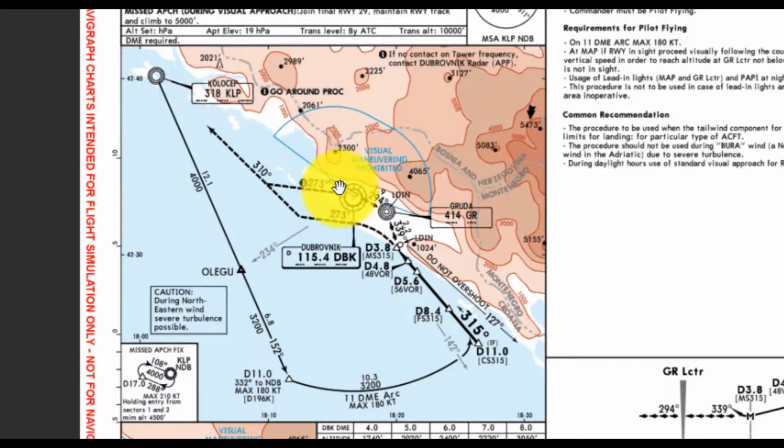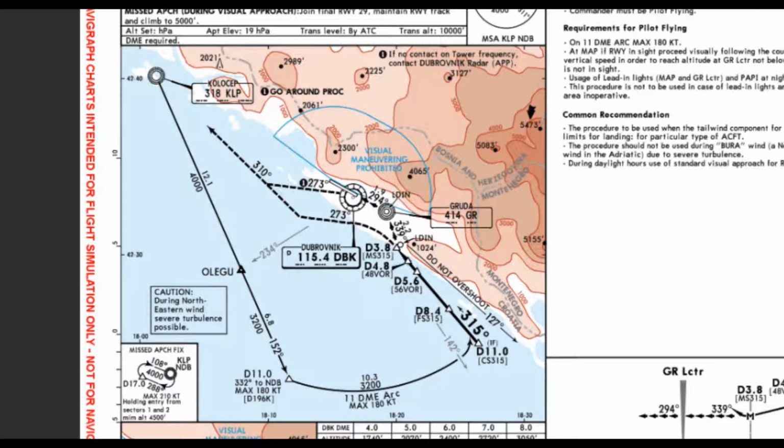I'm going to program the FMC to get me to Olegu at 3,200 feet and below 180 knots. At Olegu, I'm going to switch off LNAV, and I'm going to use heading select to fly this DME Arc. The Arc is flown on the 11 DME Arc from the Dubrovnik VOR, and then at the 142 radial we'll turn inbound.